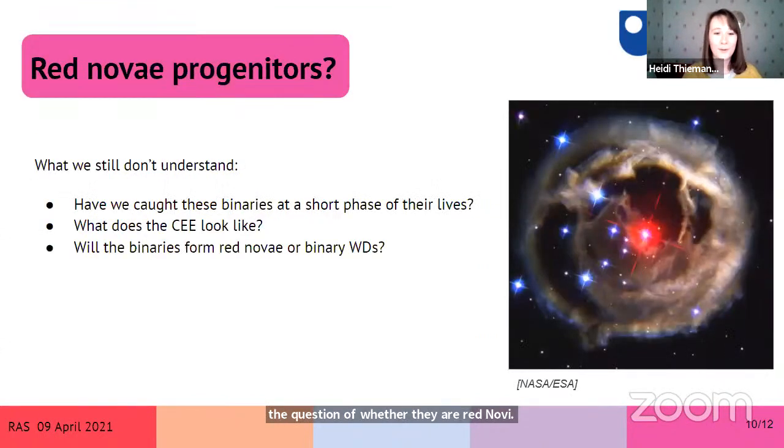We don't quite know whether we've caught them in a very short phase of their life where they're about to have this inspiraling event. We're not quite sure what the red nova event looks like or the common envelope event looks like. We can give it a best guess, but I'm about to finish my PhD, so hopefully that's someone else's research that they can focus on.